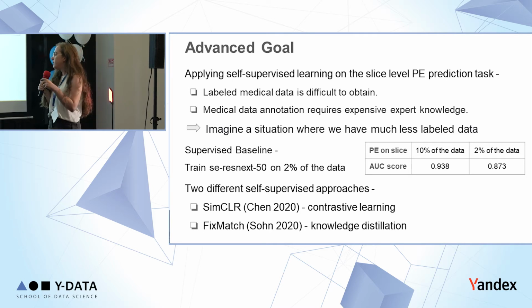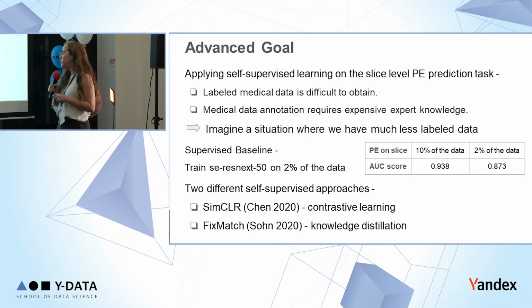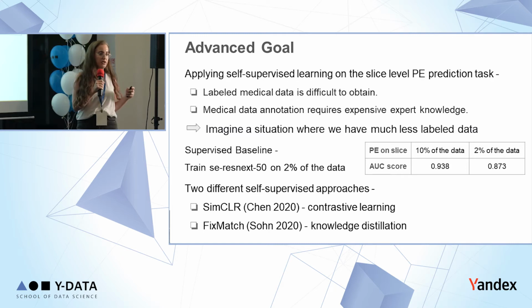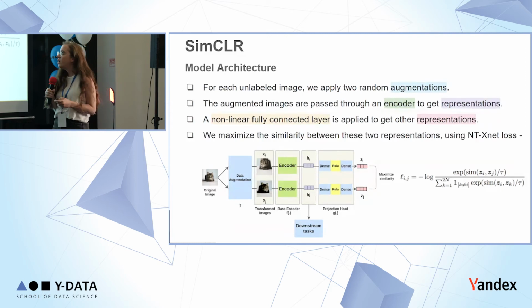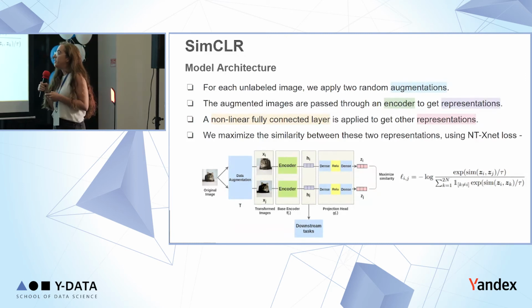The first one is SimCLR, and it is based on contrastive learning. And the second one is FixMatch, and it is based on knowledge distillation. So let's start with SimCLR's architecture.